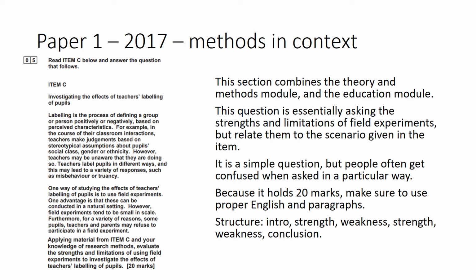Obviously, because it has 20 marks, you want to use proper English in paragraphs and continue that structure that we spoke about before. So the intro, strength, weakness, conclusion. I know on the previous question it did say strength or weakness at the end, but that's because it was an extra 10 marks, so you want to put an extra point into it to build it up, whereas this one you can just have the standard strength, weakness.